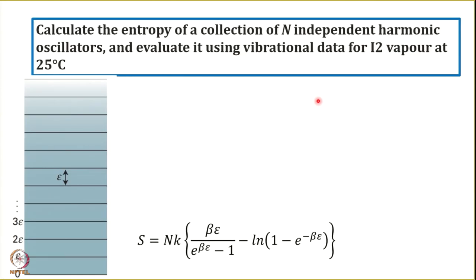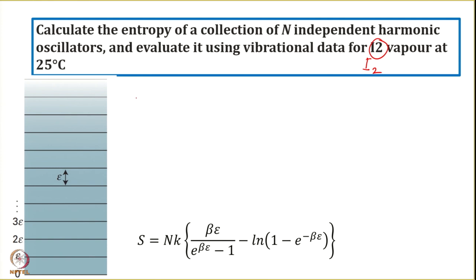Let's try to apply this formula and calculate the entropy of a collection of N independent harmonic oscillators, and further evaluate it using vibrational data for iodine vapors at 25 degrees centigrade. So here we are talking about N independent harmonic oscillators. Harmonic oscillators will follow the arrangement of energy levels in a uniform ladder manner. So this is a uniform ladder of energy levels. We need to make use of this.